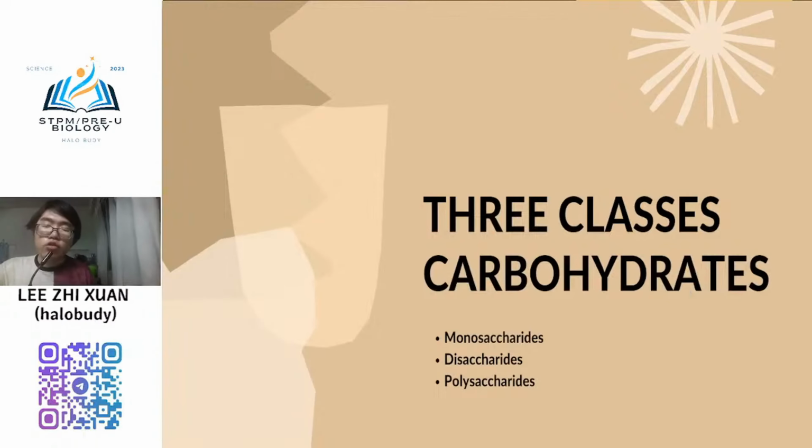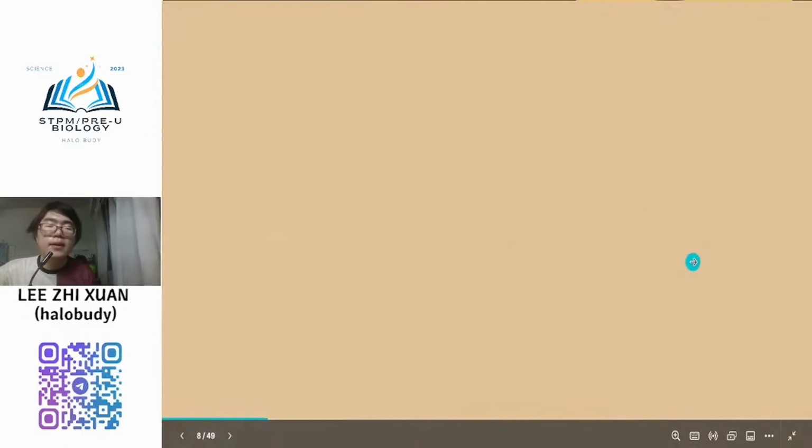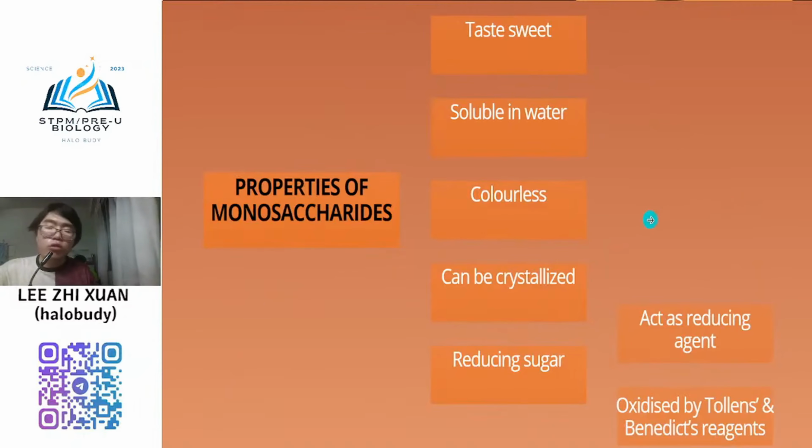And then there are three main classes of carbohydrate that you see: monosaccharide, disaccharide, and also polysaccharide. So we go through the monosaccharide first. Monosaccharide is the simplest unit of carbohydrate. So this is a monomer, the basic unit. Normally what you see is glucose.